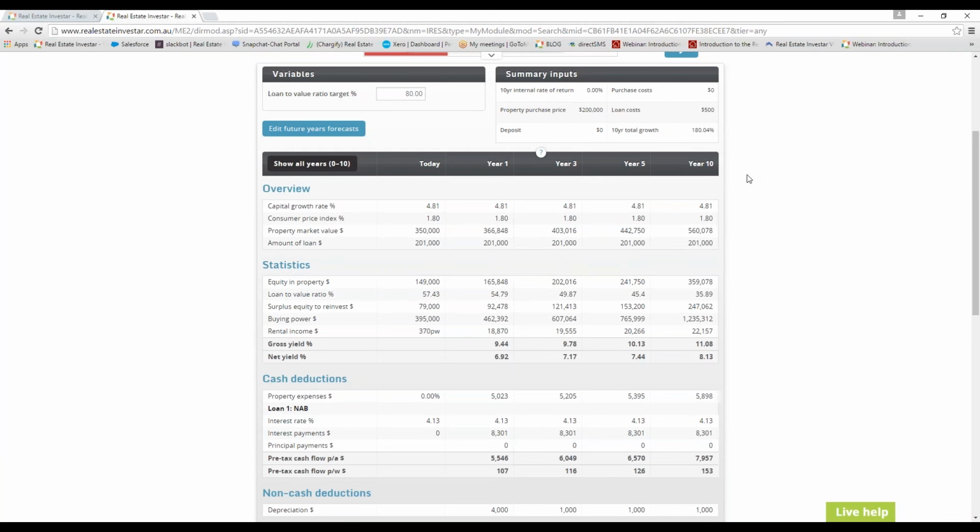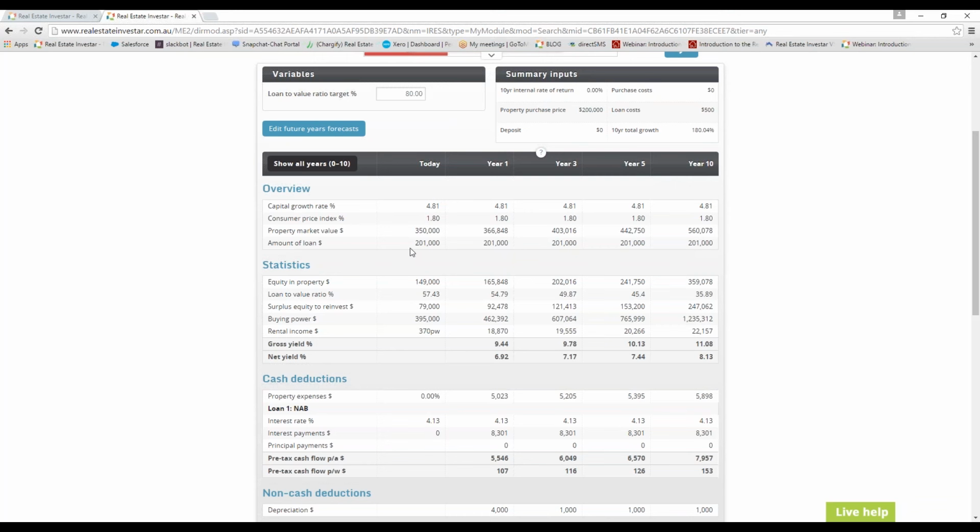All right, so this is our 10-year forecast. After plugging in that information, we can have a look at the position we'll be in now up until 10 years if we hold on to this house at the front with the smaller land underneath. We've factored in our capital growth rate over the 10 years, along with the consumer price index we entered. We can see the property market value slowly increasing over 10 years with the CPI and capital growth rate taken into account.